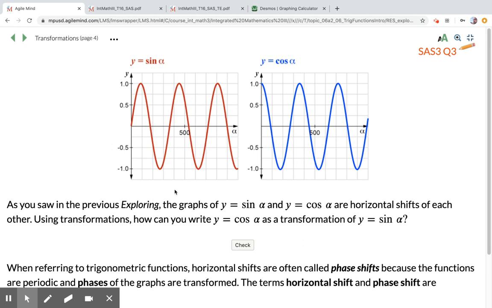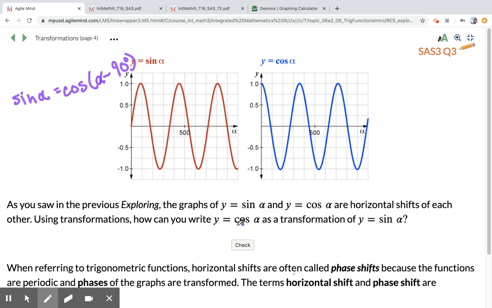So we were talking about sine alpha and cosine alpha. Do you remember last time we talked about how they were actually the same? They were just horizontal shifts of each other. Last time we wrote that sine alpha was equal to cosine of alpha minus 90 degrees, right? In order to make this guy match this guy, we have to do a right shift of 90 degrees.